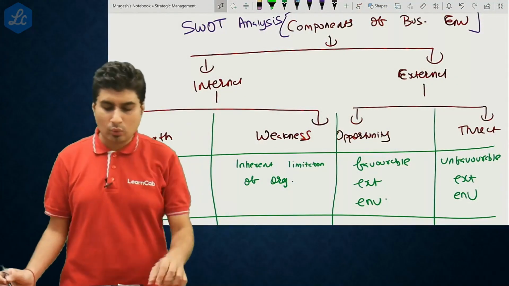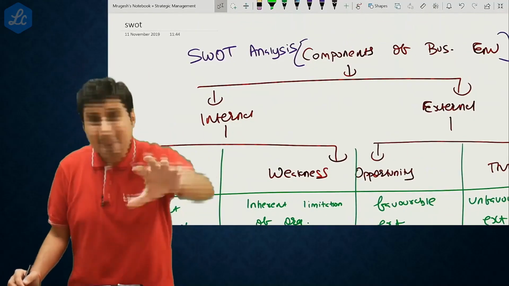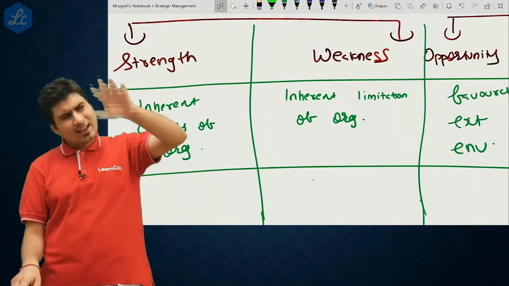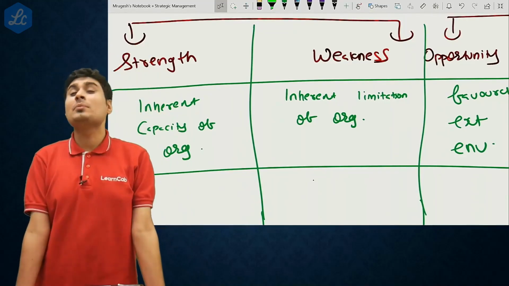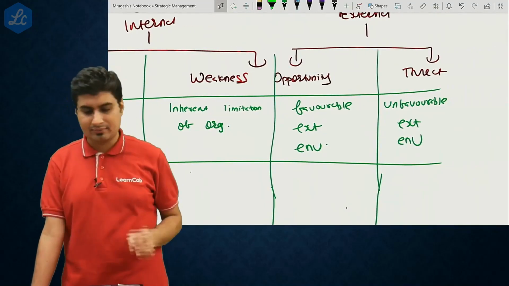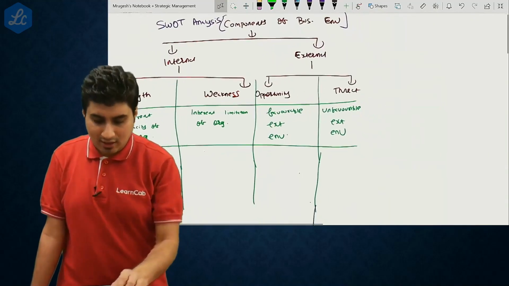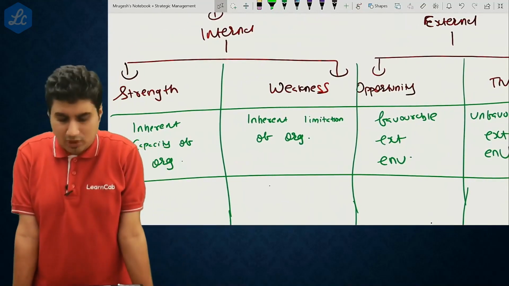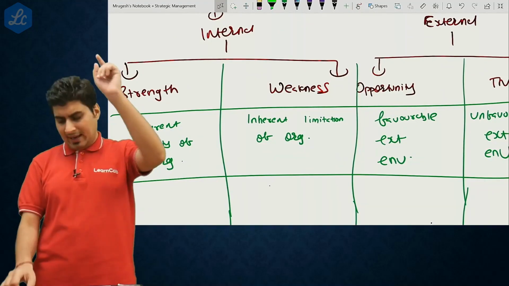Okay, let's see this, guys. SWOT analysis on your screen. Components of the business environment: internal and external. Internal is strength and weakness. Strength is an inherent capability, only I have, no one else has. Weakness is an inherent limitation, something bad in me. Favorable external environment is opportunity. Unfavorable external environment is threat. Now what we'll do is fit in the boxes. You have to tell me what will come. Can we start? Yes, sir. Okay, without wasting any time, let's start.